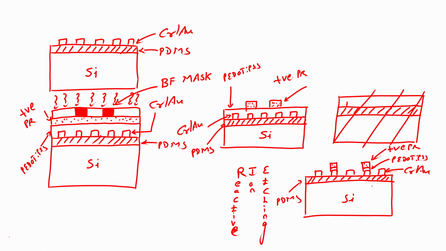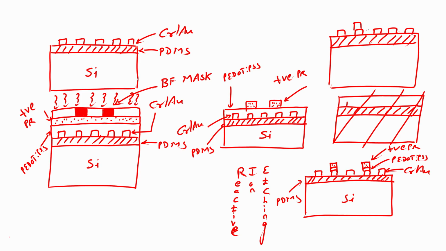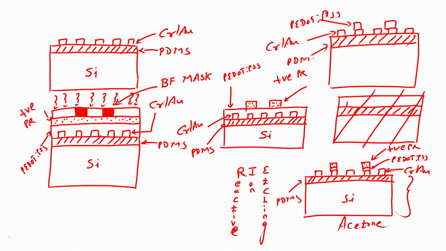Next step is, if I dip this wafer in acetone, what will I have? I will have PDMS on which there are interdigitated electrodes, on which there is a PEDOT:PSS strain gauge. If I dip this wafer in acetone, then the photoresist will get stripped off. I will have PEDOT:PSS, chrome gold, and I have PDMS, and this is silicon.